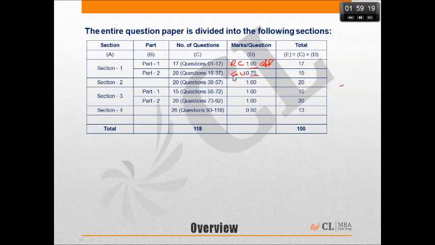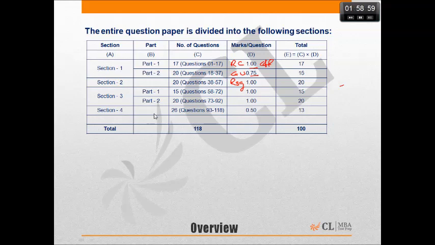That's great. Then section 2 is reasoning. 1 mark per question for reasoning. That makes my life a little easier. That means the number of questions also, yeah, it is 20, which is not close to 25. Okay. Section 3 part 1.